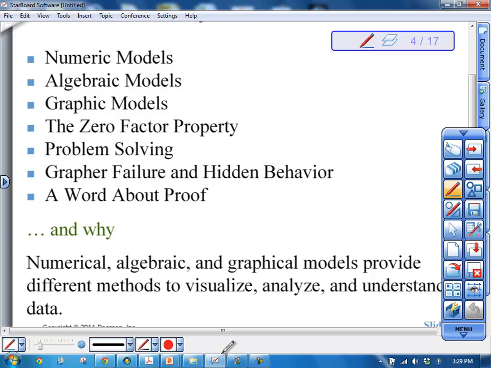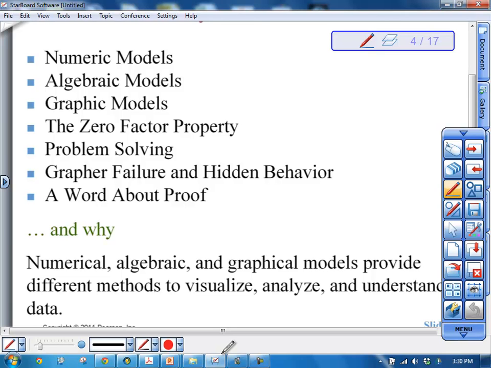We'll look at some numerical models, algebraic models, graphic models, the zero factor property. You know what all these things are. You've done these in the past. You set up number models and algebraic models of equations, and you've looked at graphs. You've done problem solving. You actually know what the zero factor property is, but you probably don't know it by name.